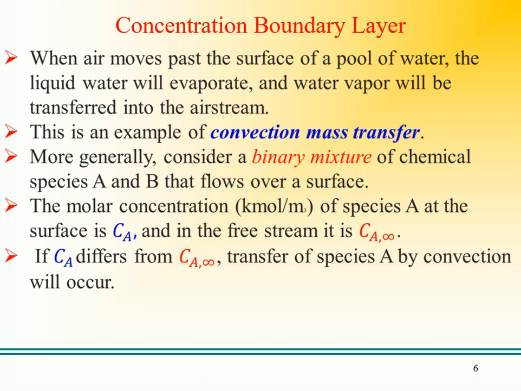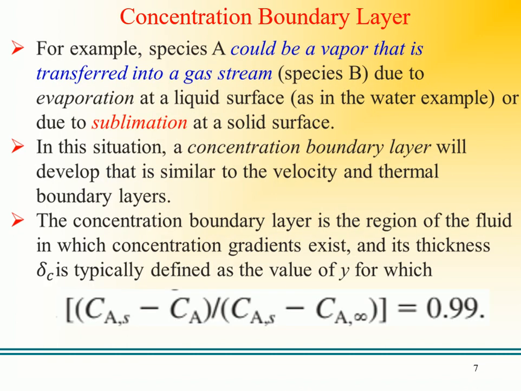The molar concentration in kilomole per meter cube of species A at the surface is C_A, and in the free stream I say C_A infinity. At the surface, of course, we say C_A, and at the free stream it is C_A infinity. If C_A differs from C_A infinity, transfer of species A by convection will occur. Of course, if the concentration at any instant is less than the free stream concentration, then mass transfer will occur by convection.